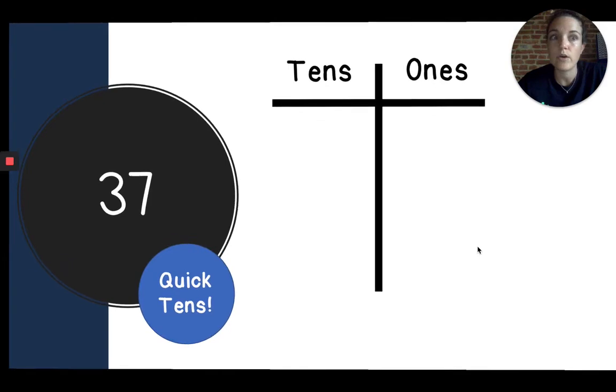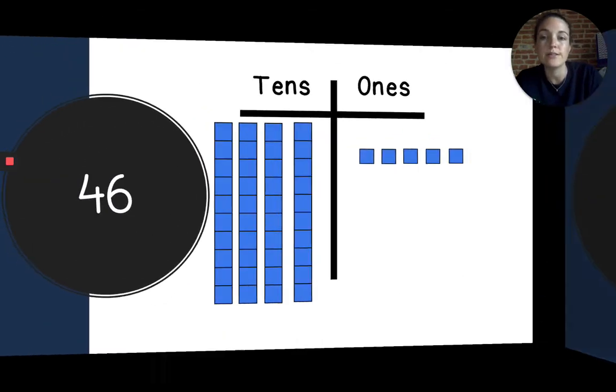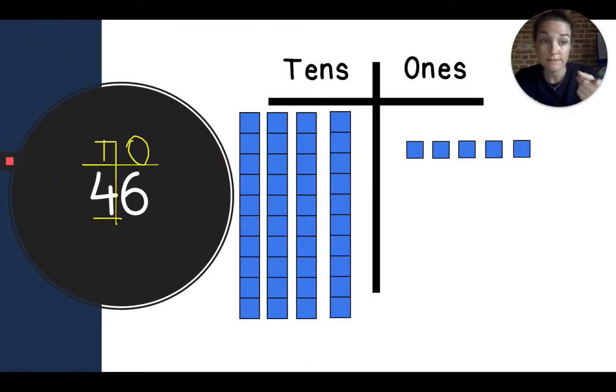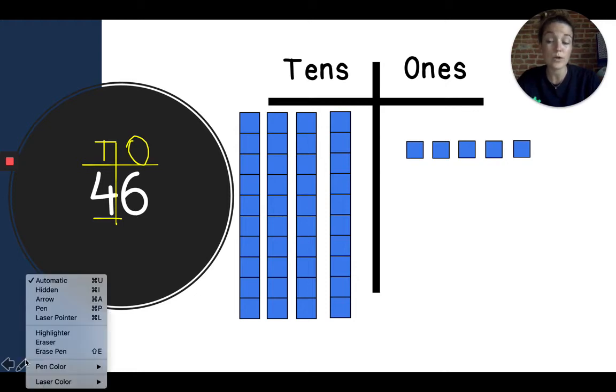Oh my goodness, Miss Weinberger, what is happening in your PowerPoint? Is this correct? Let's check. Let's count and check. 10, 20, 30, 40, 41, 42, 43, 44, 45. Now I made the number 45, but that doesn't match my number over here. What else do I need? I need one more 10.